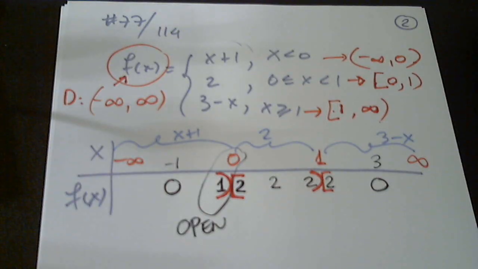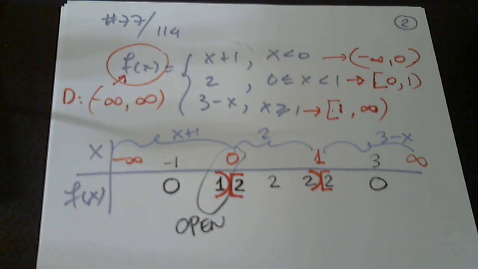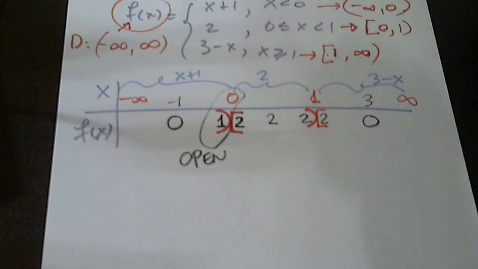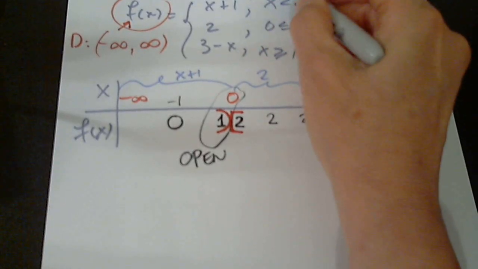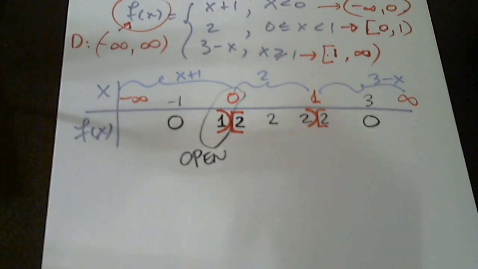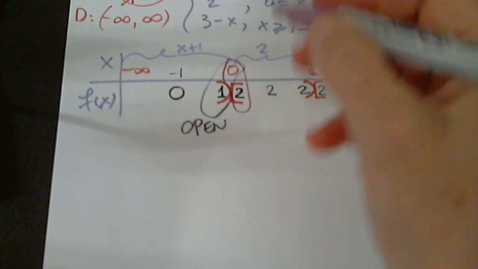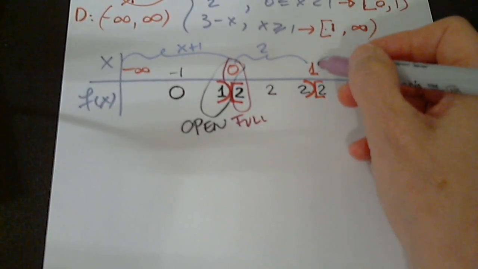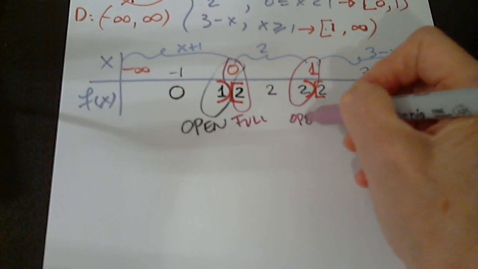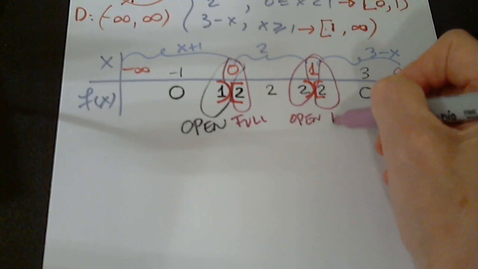Now I'm ready to graph. I don't need anything else because they are all linear functions, so I only need 2 points. Now, I'm not lazy, but I don't need more than 2 points. So this is a full point. This is open. And this is full.